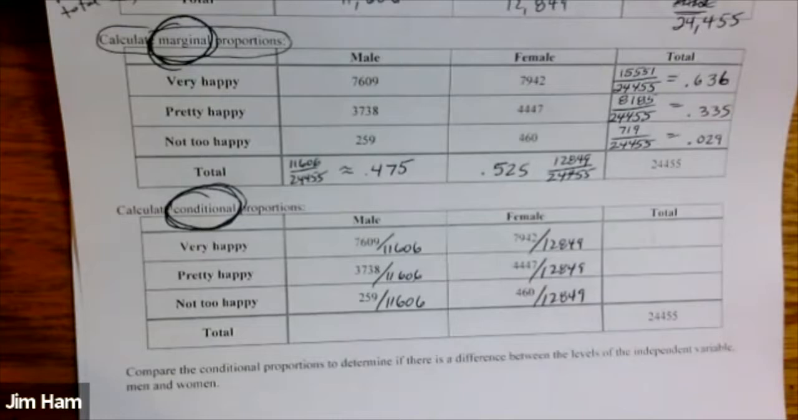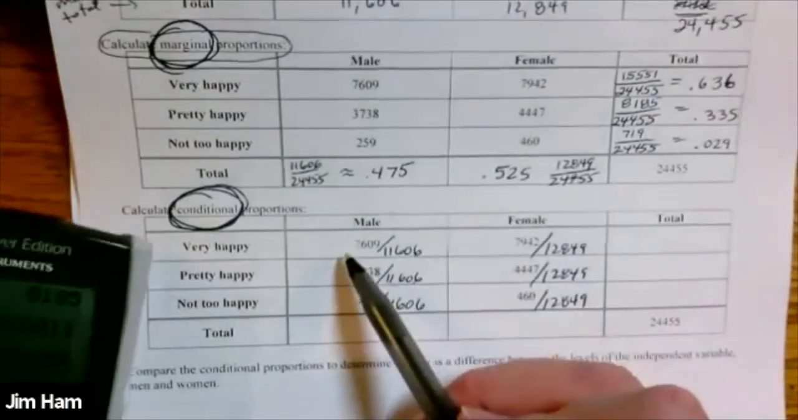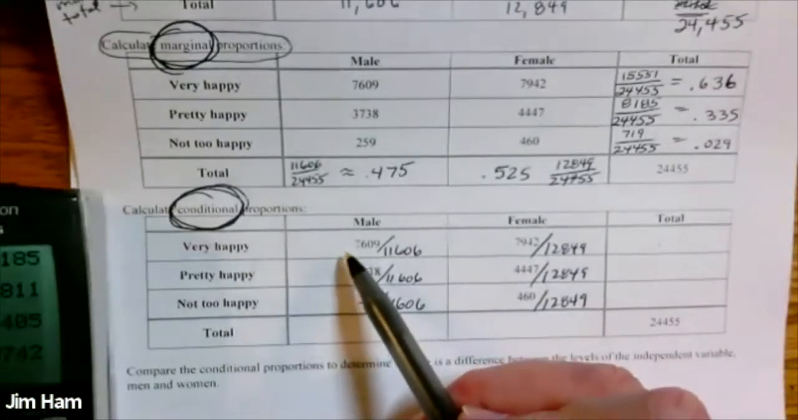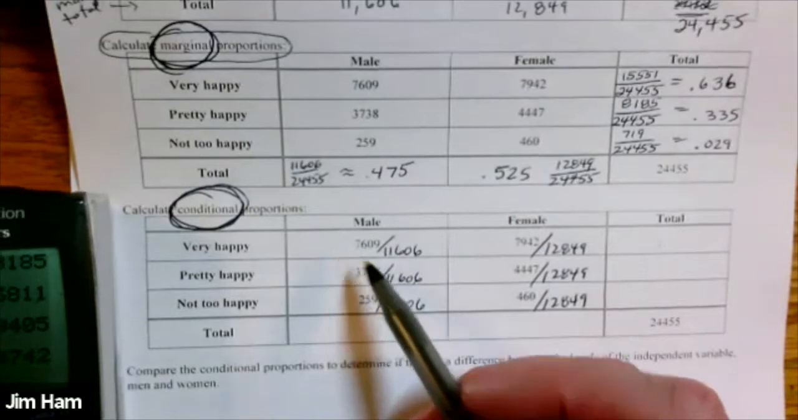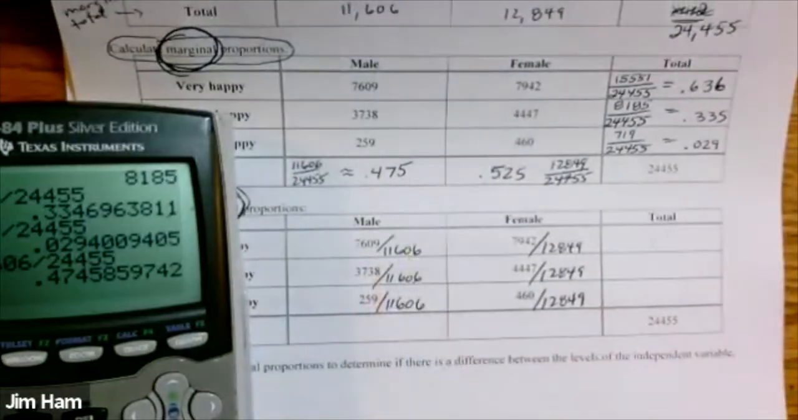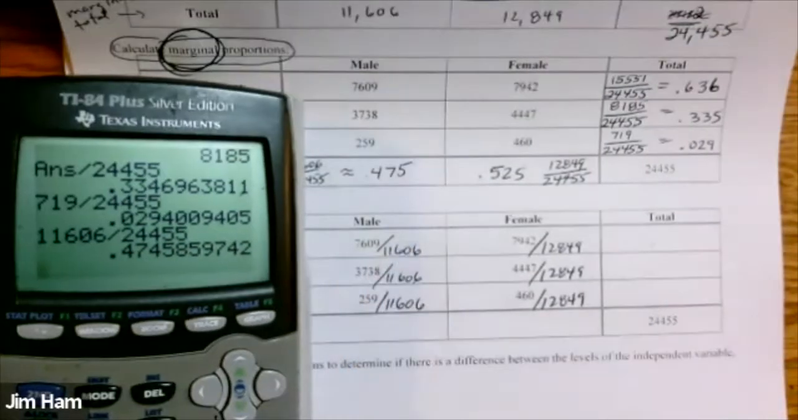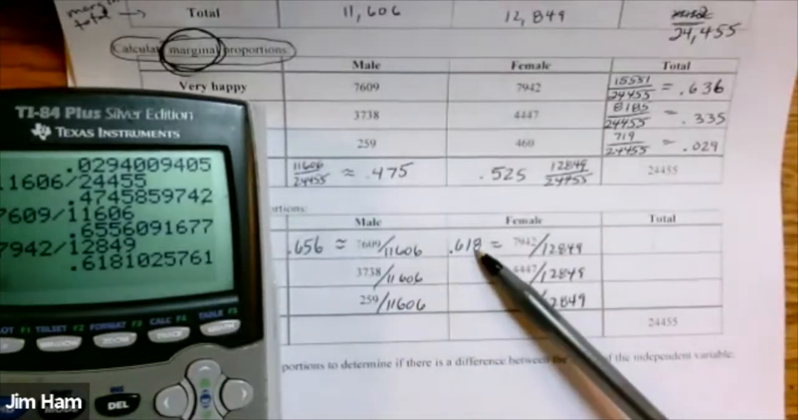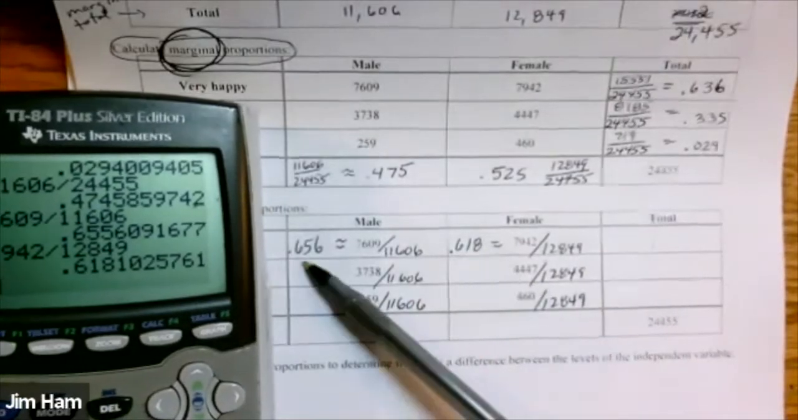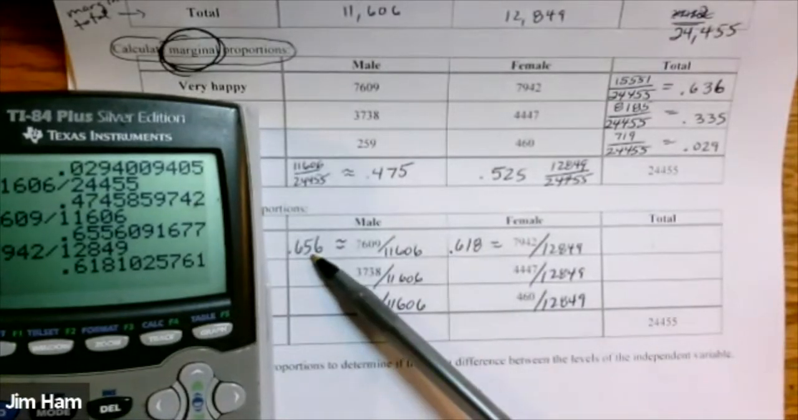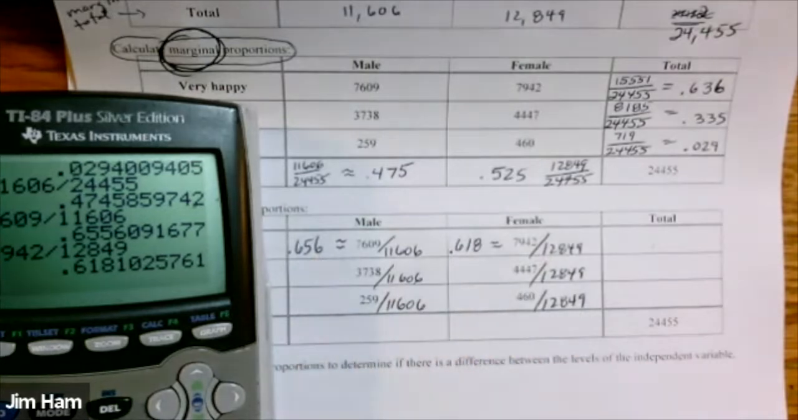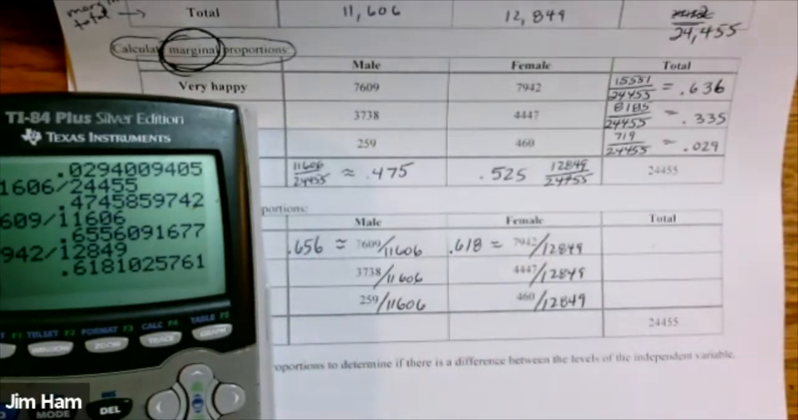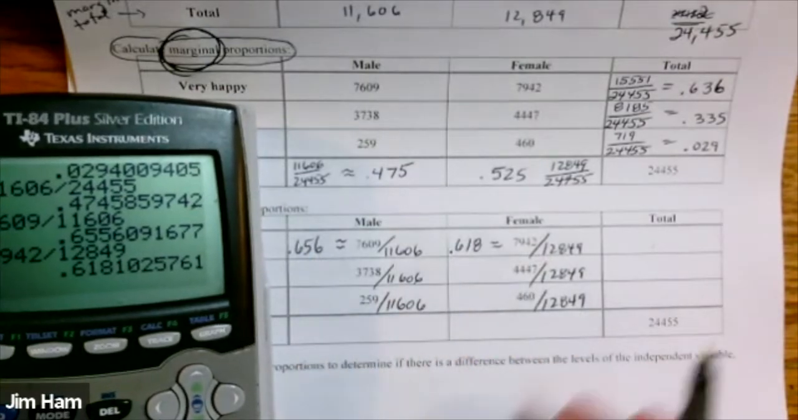So we're going to calculate each one of these decimals here, and these are going to be known as the conditional proportions. So we're not calculating proportions on the margin numbers, we're calculating on the actual category numbers. So 7609. All right, so what you can see here is that you have 62% versus 64%, fairly close, but there's a little difference. So we observe a difference here.